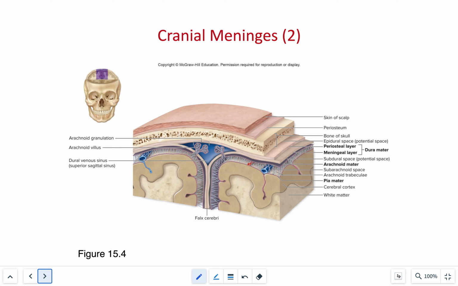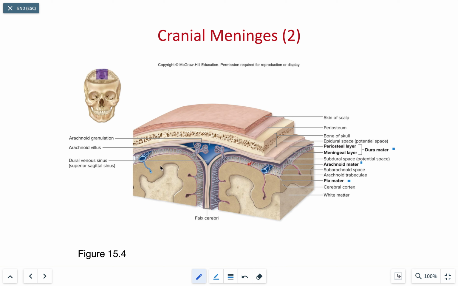So the next part is to look at the cranial meninges, or the protection and support. There are 3 connective tissue layers of the cranial meninges. Going from deep to superficial, the deepest one, closest to the brain, is called the pia mater, and then moving more superficial, we'll have the arachnoid mater, and then finally the dura mater.